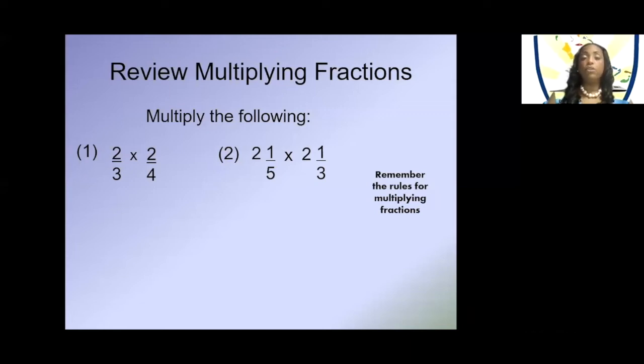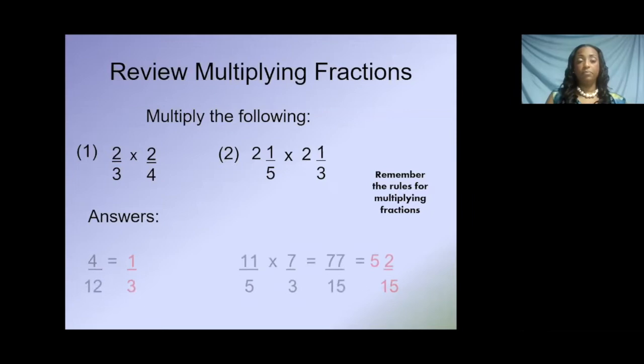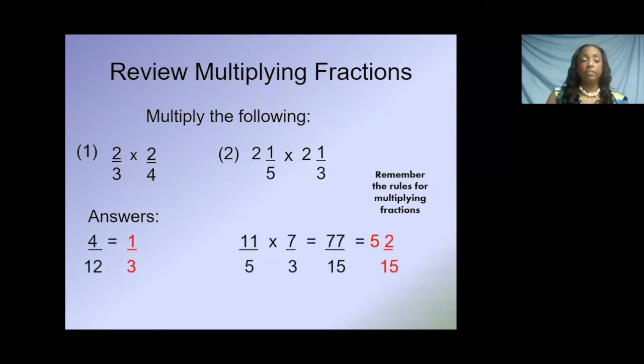In this case, we have 2 1/5. So we multiply 2 times 5, giving us 10, and 1 being 11 over, and again, you want to keep the denominator. The second part of the fraction, 2 1/3. Again, you multiply the whole number by the denominator and add the numerator. 2 times 3 is 6 and 1 is 7 over. Good job. You want to keep the denominator. In this case, it's 3. So I want you to look at the answers again, okay?